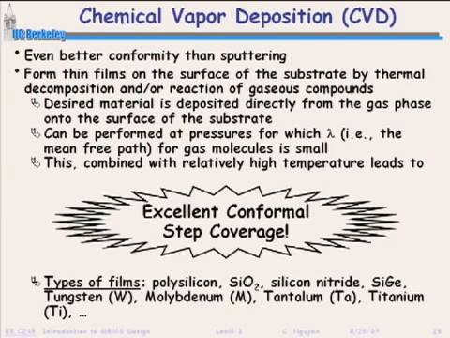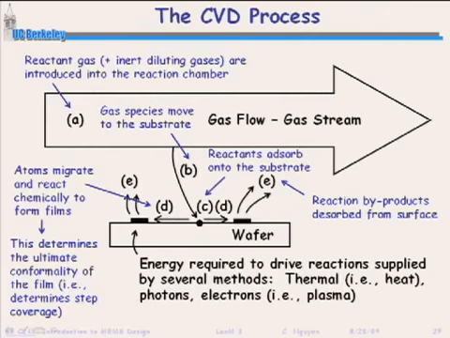Very similar to oxidation, but some differences here, right? So you have a substrate, of course, your wafer. You're flowing gas through this. The gas has to make its way to the wafer from the major flow of the gas stream. So gas species move to the substrate, and then they adsorb to the substrate. They don't necessarily react right at that point.